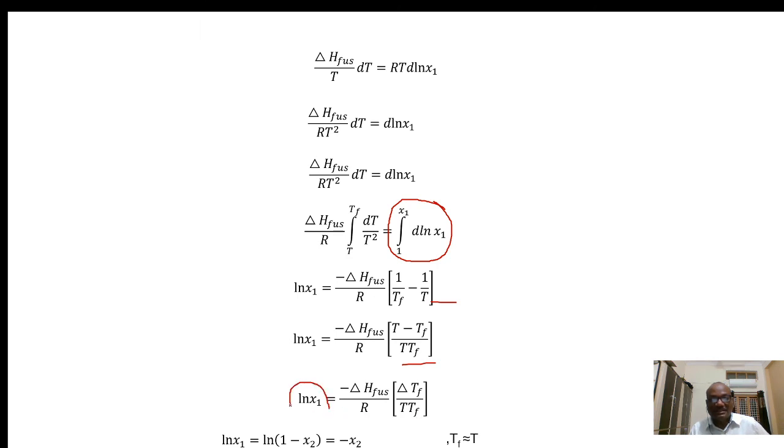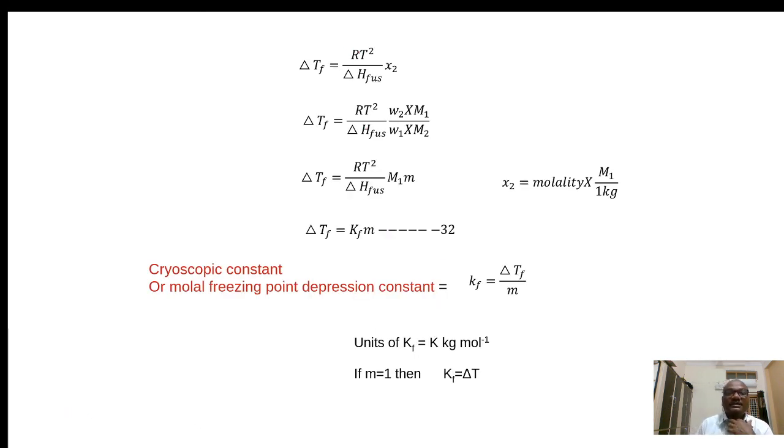Again, log x1 is equal to log (1 minus x2), because x1 plus x2 is equal to 1, and that is approximately equal to minus x2. Now we are substituting delta TF is equal to RT square by delta H fusion into x2. What is x2? Mole fraction of solute. In the case of a dilute solution, it is N2 by N1. So we are introducing that N2 by N1 as weight and molecular weight terms: W2 by M2 and W1 by M1. Subscript 2 is given for solute and 1 for solvent.